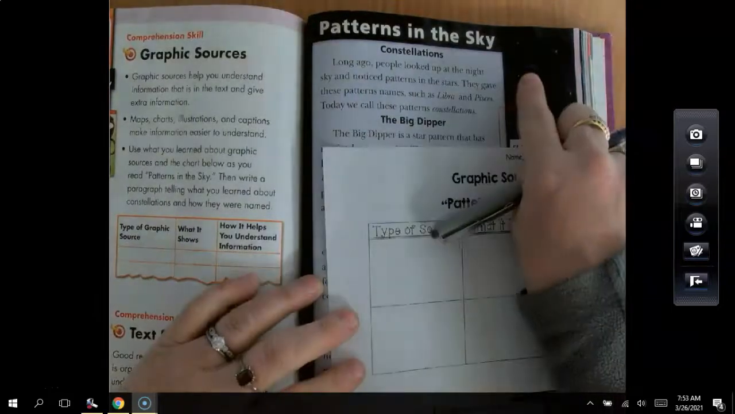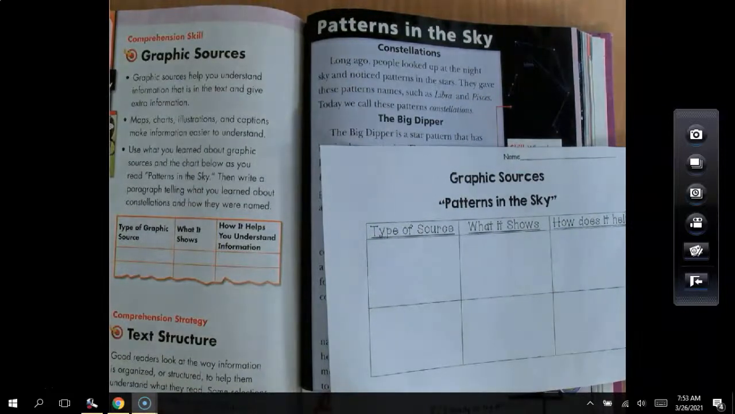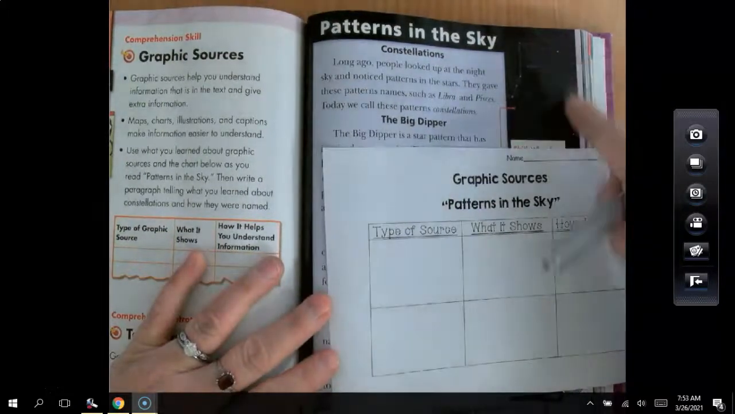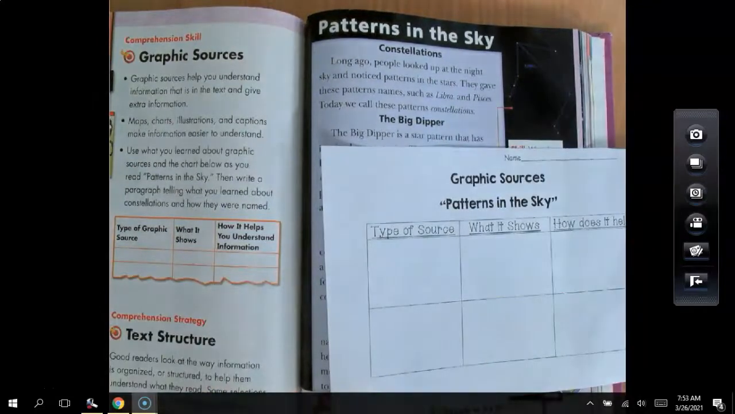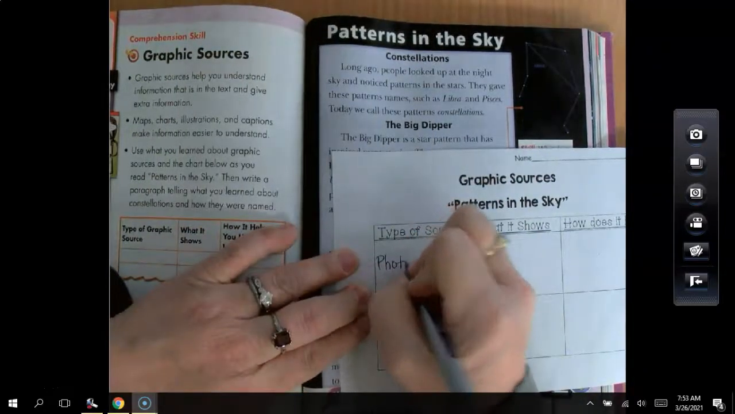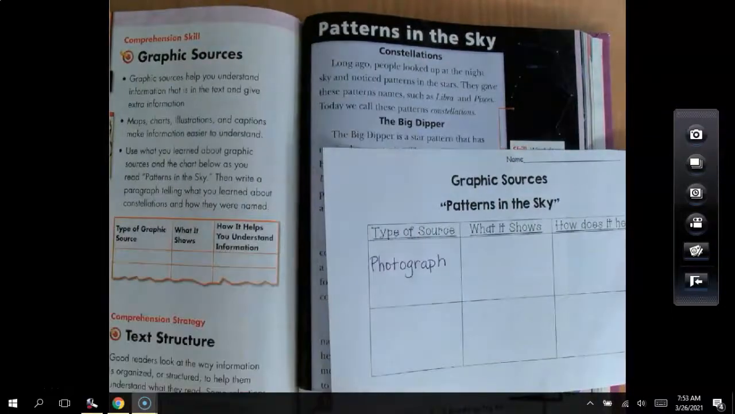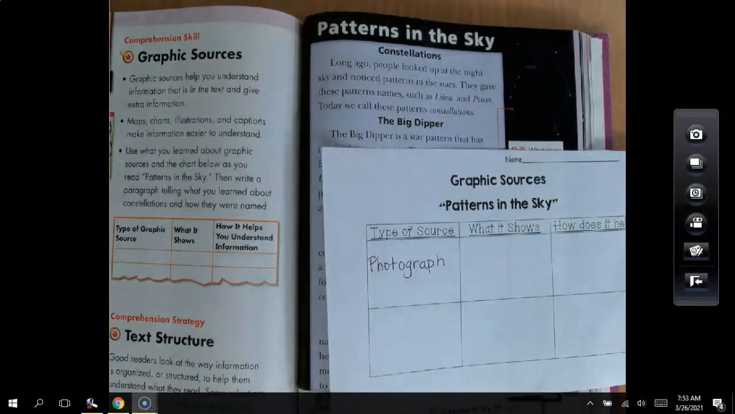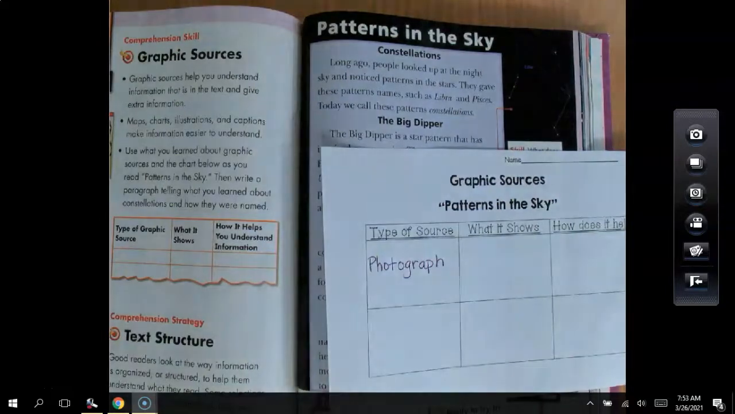Now, Libra would be the caption. Remember, the caption explains what that photograph is or what's happening in the photograph. And in this case, this photograph is the constellation Libra. So let's just write the type of source is photograph. Go ahead and write photograph for the type of source it is. That's the graphic source we're talking about, this photograph, this constellation.